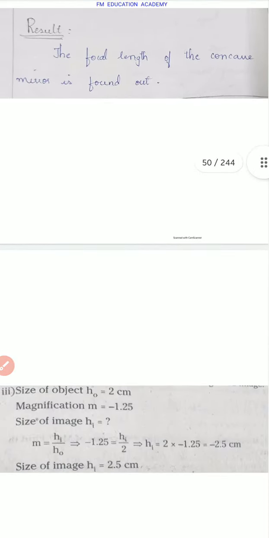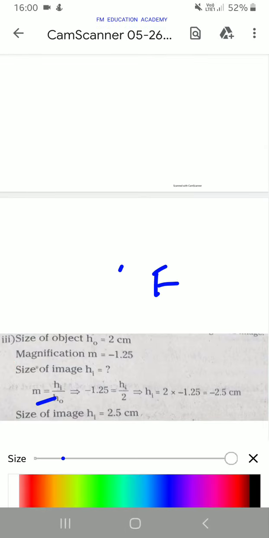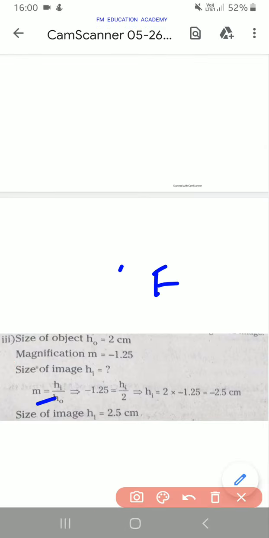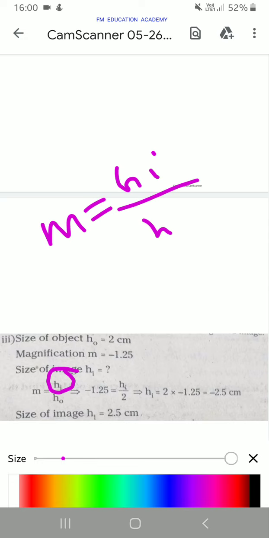That is one activity. Suppose in the exam, we did a sum on how to find the magnification M of an image. In one of the previous year question papers, it asked you to find the height of the image. So the same formula you have to use. M is equal to Hi by H naught. M is given as minus 1.25. Hi you have to find.